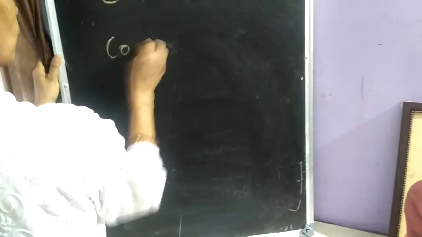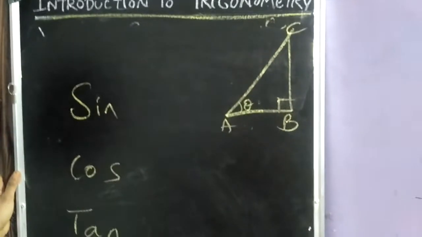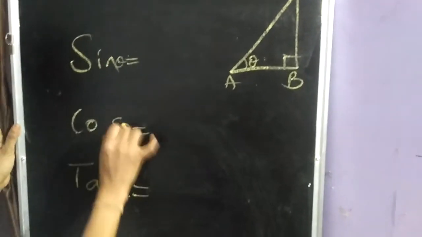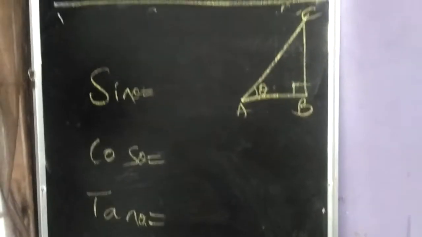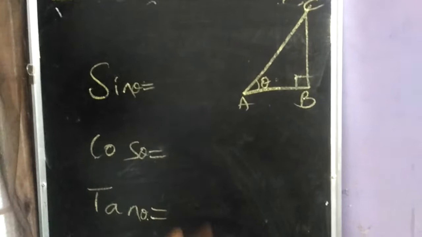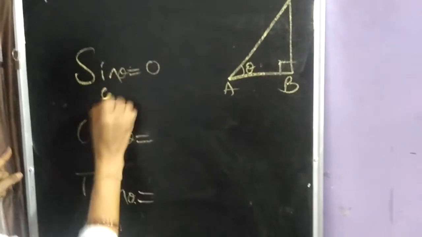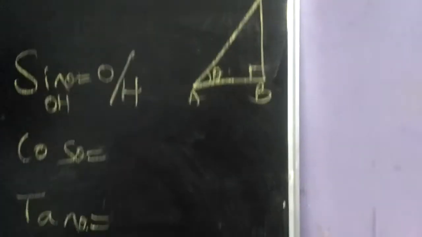How? Sine, cos, tan. So, sine, if it is theta. See, when somebody says something to you, how will you react first? First you will say, oh, right? So, just remember this is sine O. What is O? Opposite by hypotenuse.